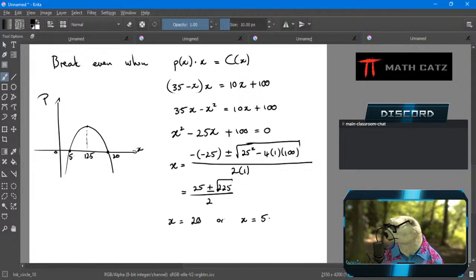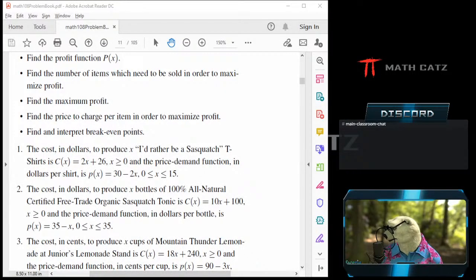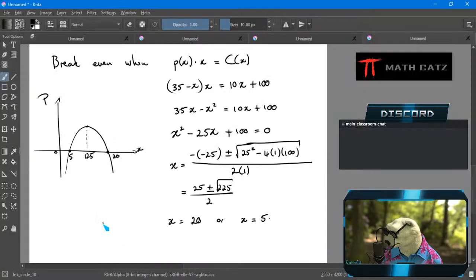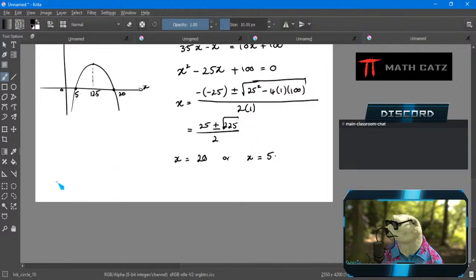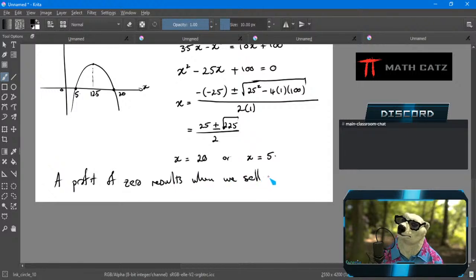So let's just exactly see what they want: find and interpret the break-even points. Okay. Let's say like this, a profit of 0 results when we sell 20 or 5 items. There we go. Or a similar sentence. Hopefully you get the idea.